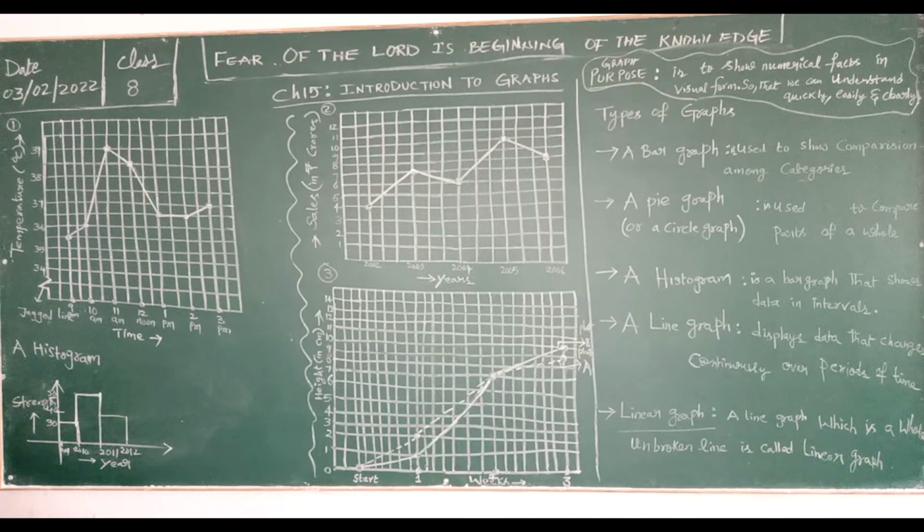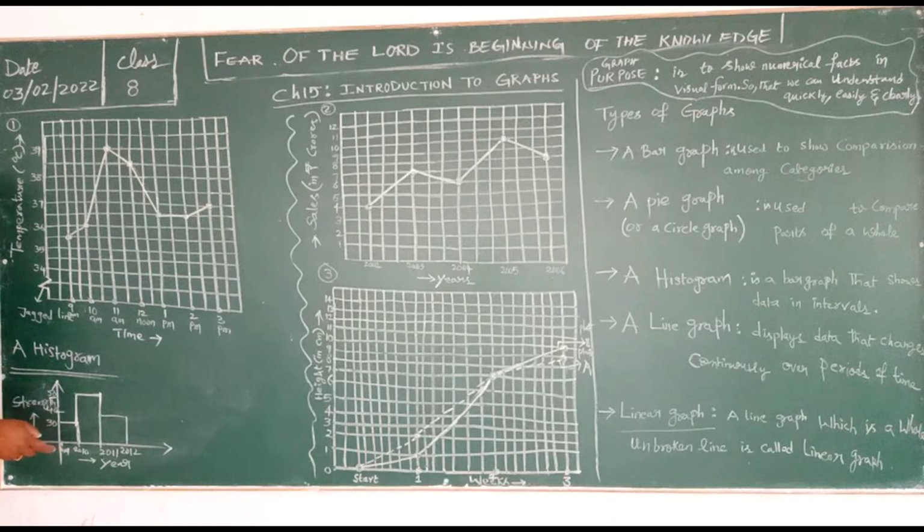Like this, when data for intervals is represented, it is called a histogram. Simply remember, a histogram is nothing but rectangular bars connected together. Then that is called a histogram. This is simple. Actually, what does it show? This bar graph shows the data between the intervals.